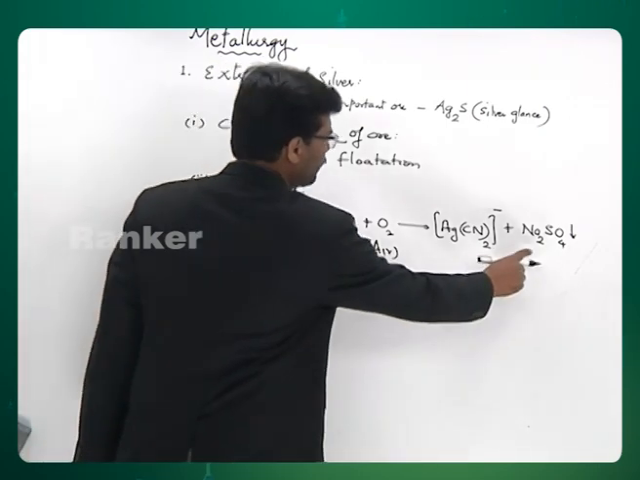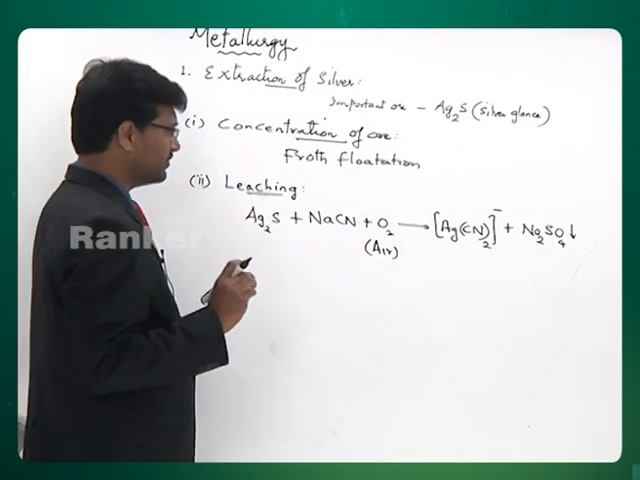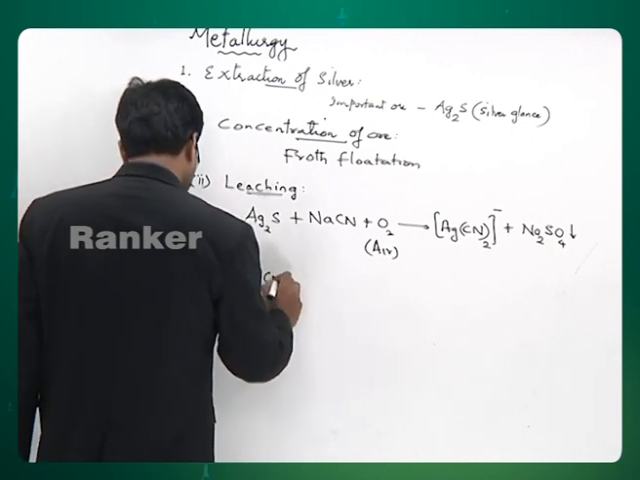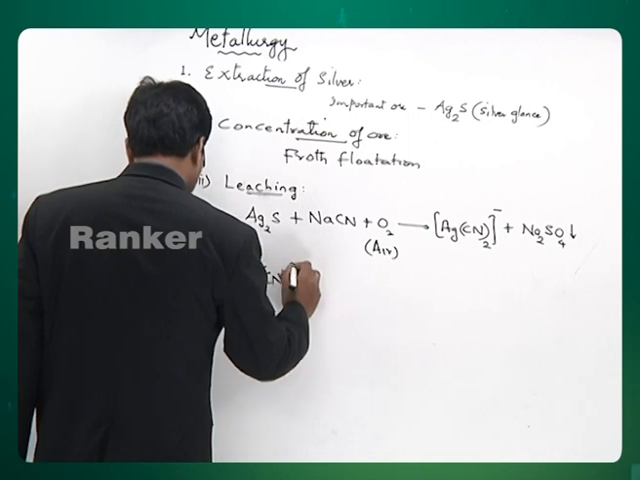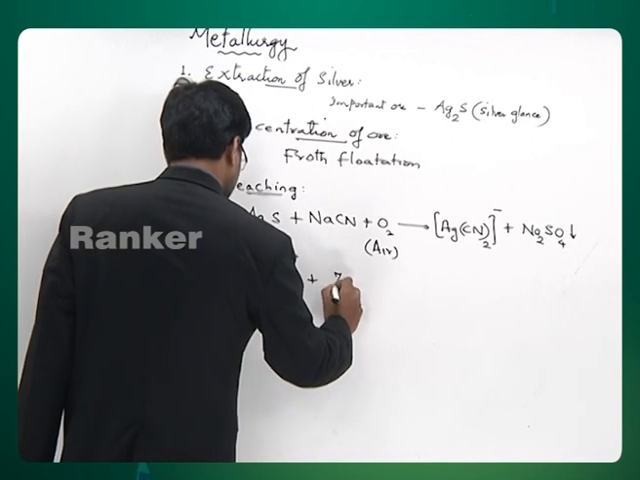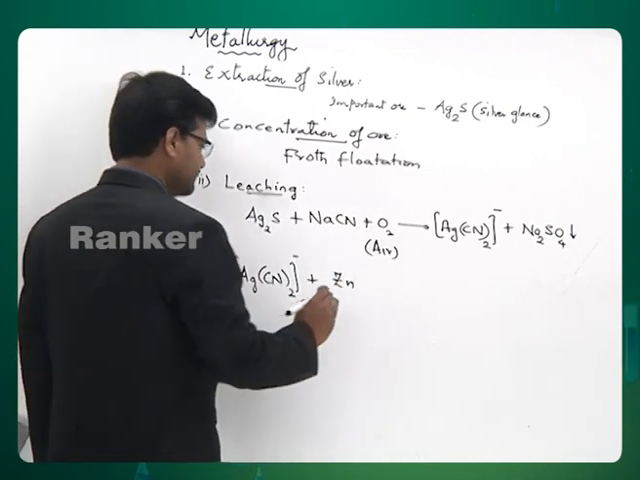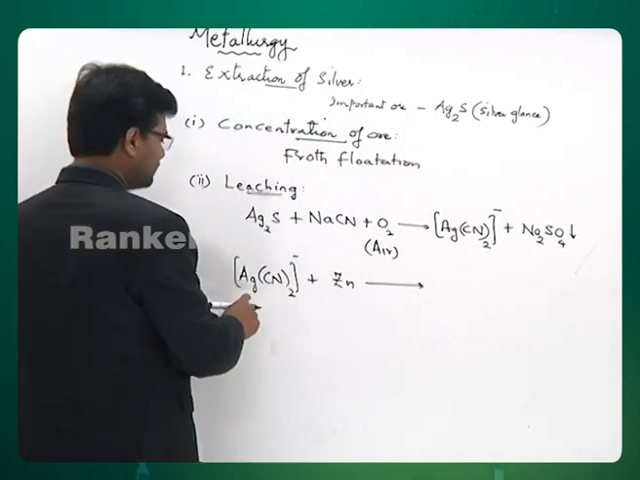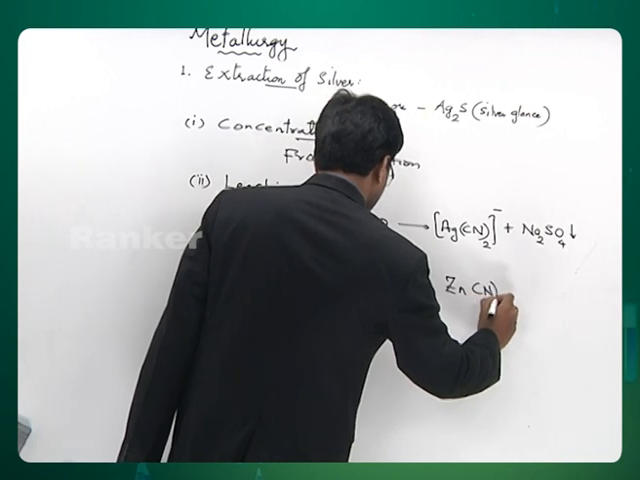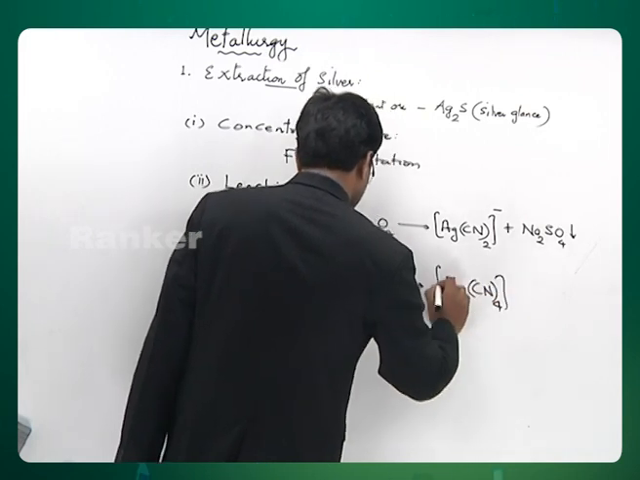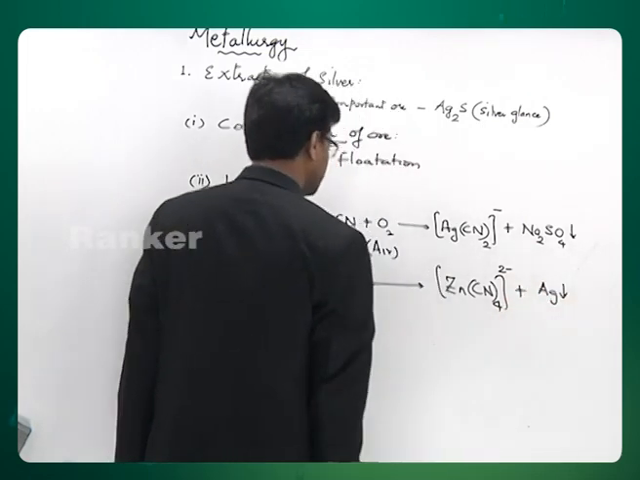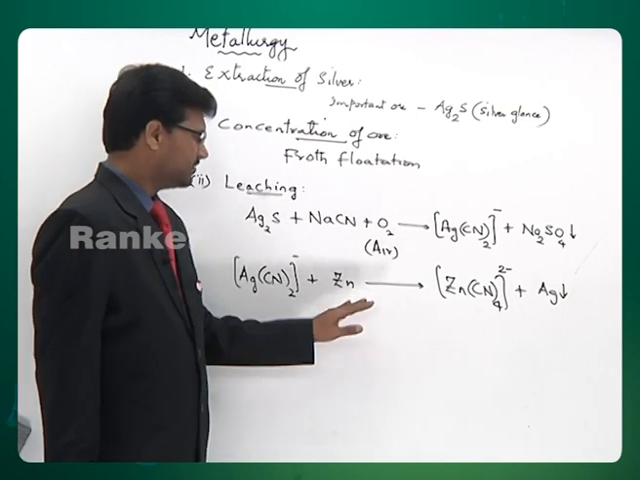Now we remove this by filtration. Then take the filtrate. The filtrate consists of this complex, and we react it with zinc. Zinc is an active metal, so zinc will knock out silver and it will form Zn(CN)4. It's a metal displacement reaction, and you get Ag.